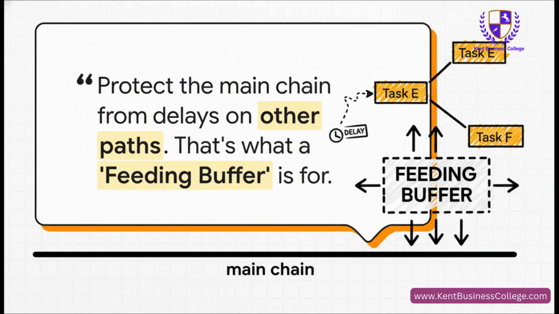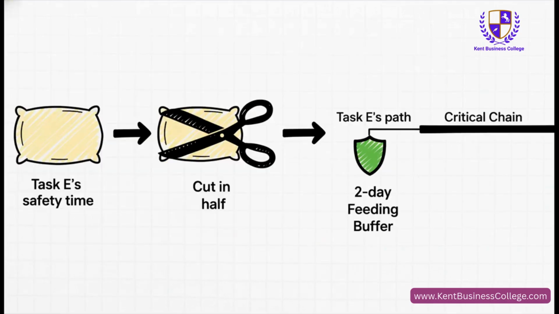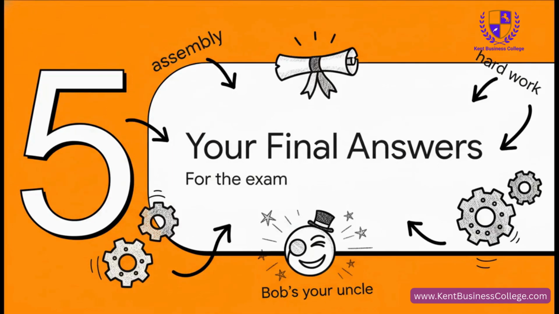And for that, we use something called a feeding buffer. The maths is exactly the same, dead easy. You just look at the path feeding into our main chain. In this case, it's just task E on its own. We trimmed 4 days of safety from it earlier. Half of that is 2 days. So we pop a little 2-day buffer just before task E's work meets the main chain. It acts like a little shock absorber. And that's basically it. All the heavy lifting is done.